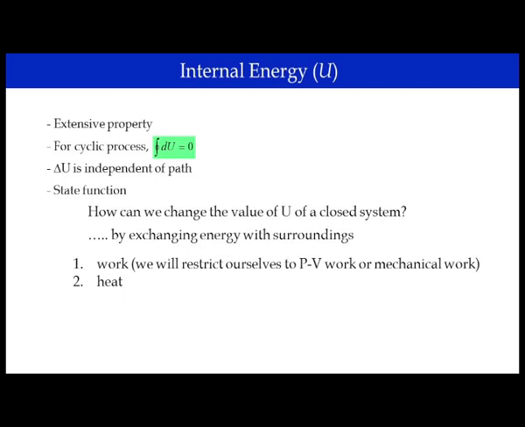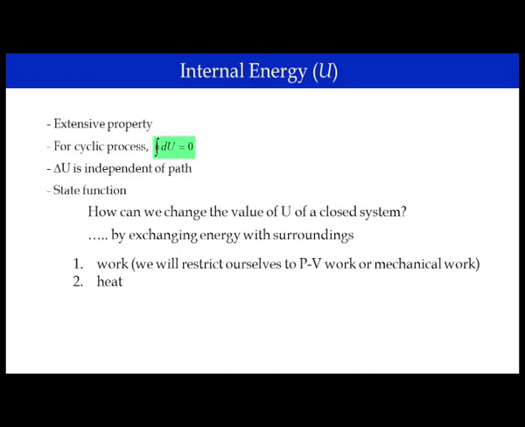So, U is an extensive property, and obviously, because it is a state function, if you come back to the original state, then the change will be 0. So, for a cyclic process, the change in internal energy is 0, and the change in internal energy between two states, initial and final, is not dependent on path, but only on the thermodynamic state of the initial state and the final state.